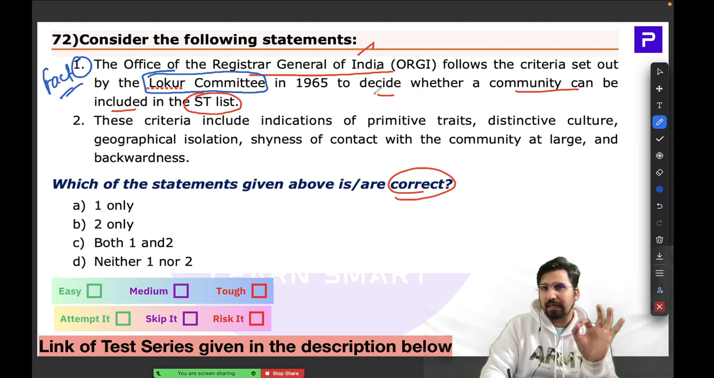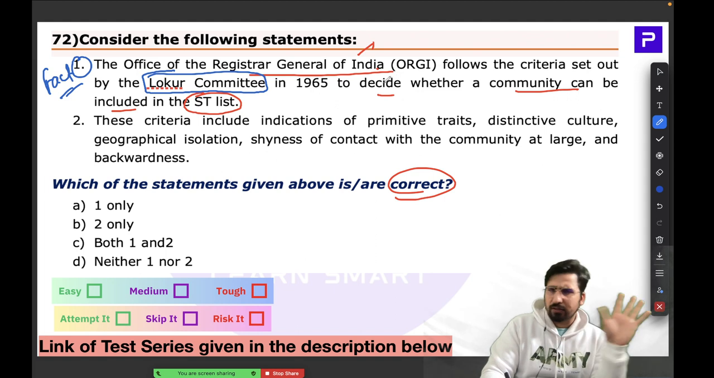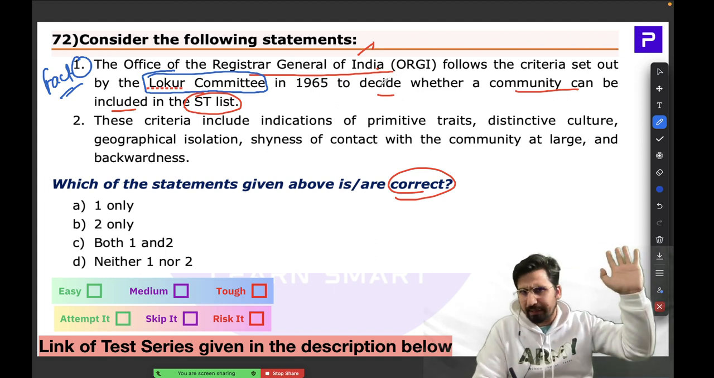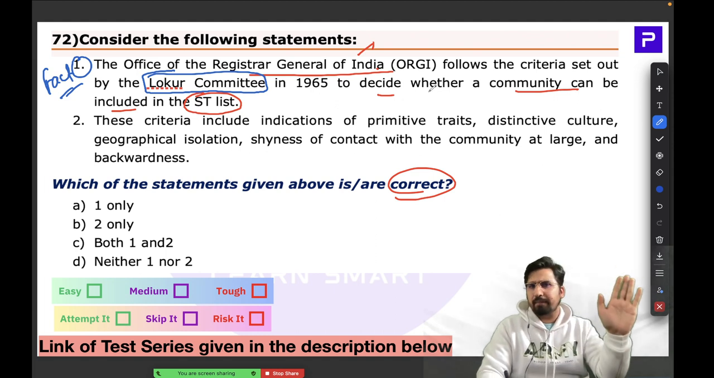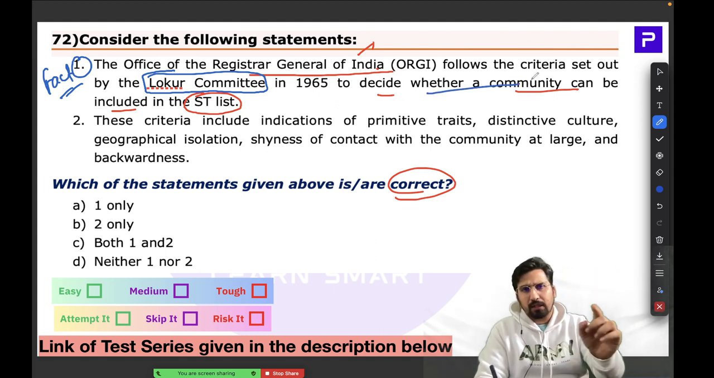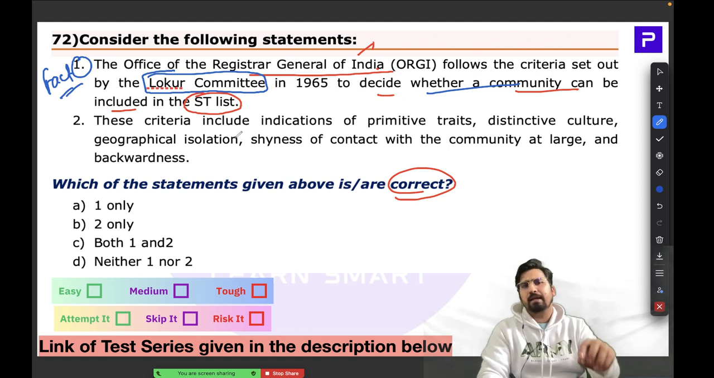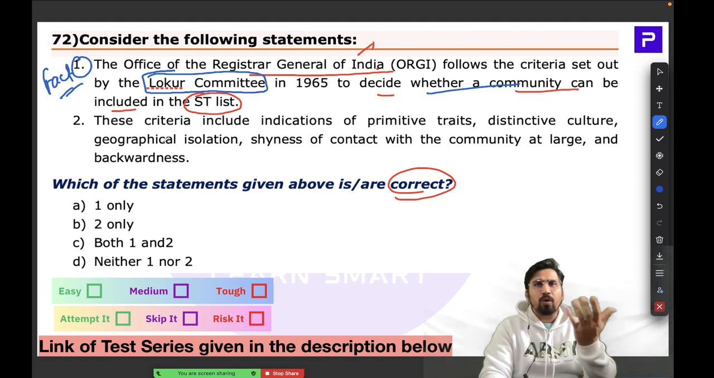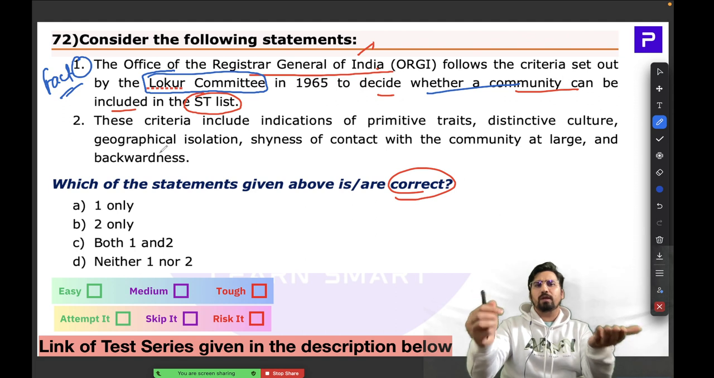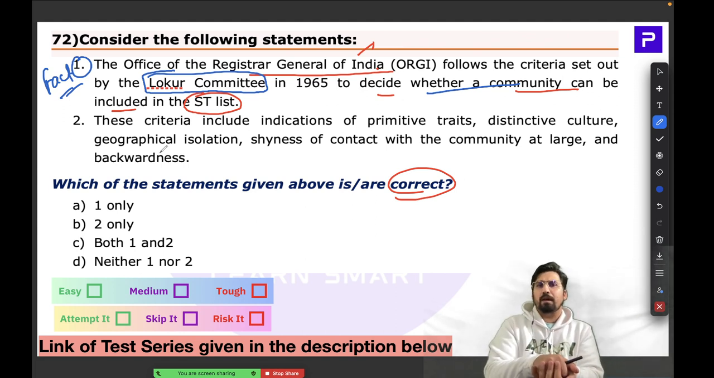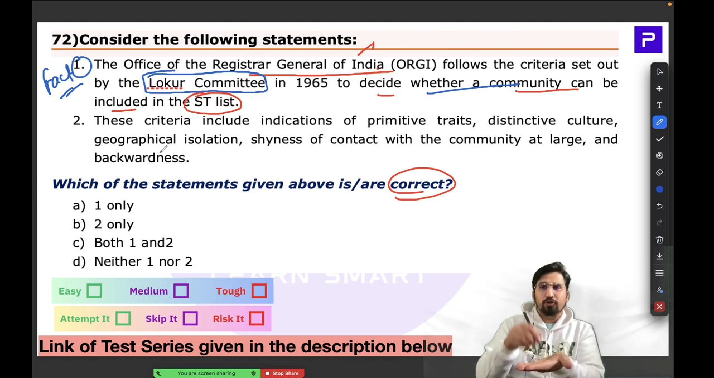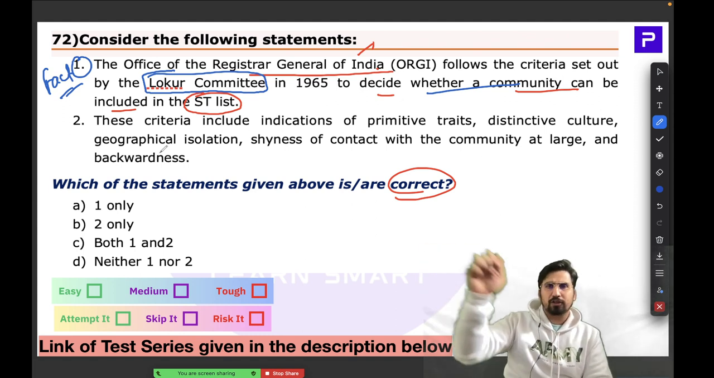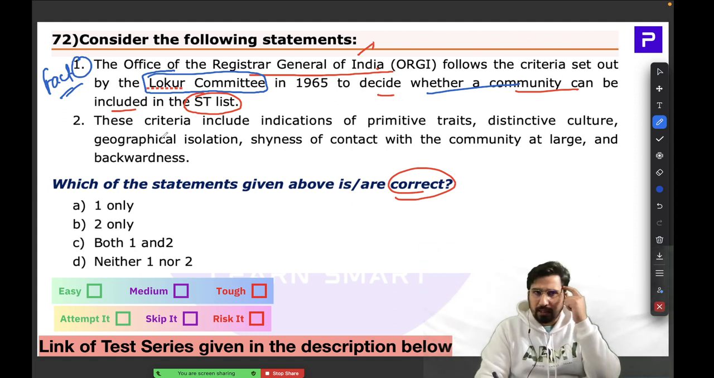If you at least agree that there was some committee, let it be XYZ committee, forget about the name, there was a committee talking about the inclusion of ST people. Now look at the second statement, it is very obvious. On what basis are you going to give representation to the ST people? What criteria can you think of that this community should be given the status of scheduled tribe? What criteria could be there?